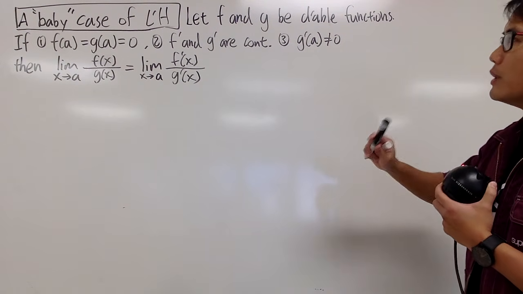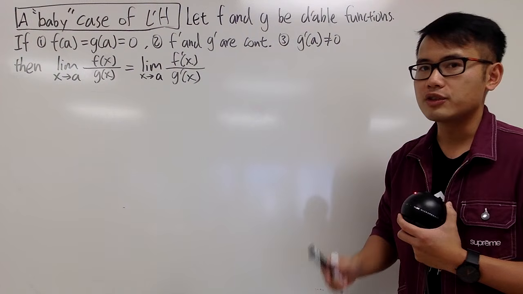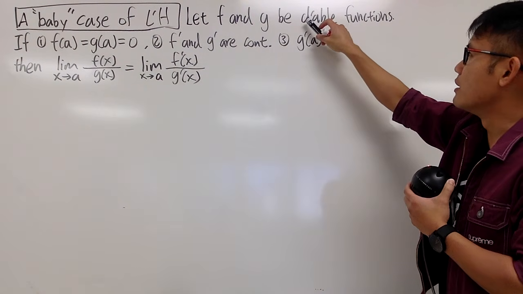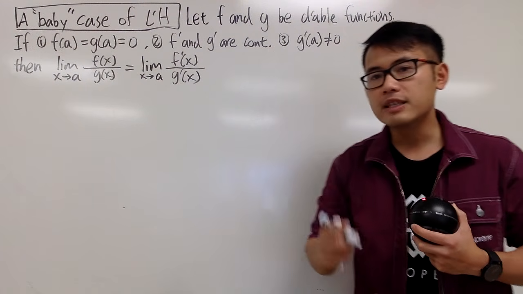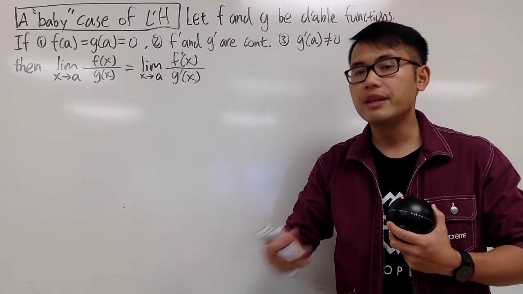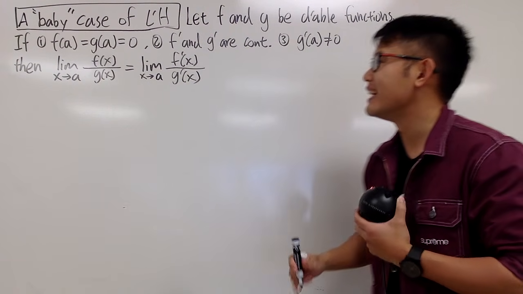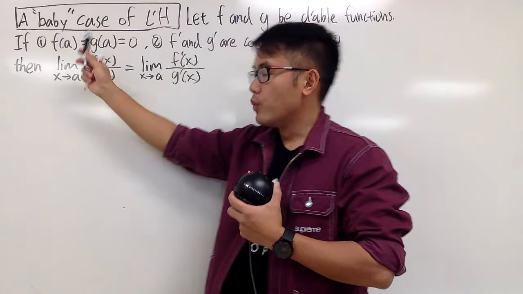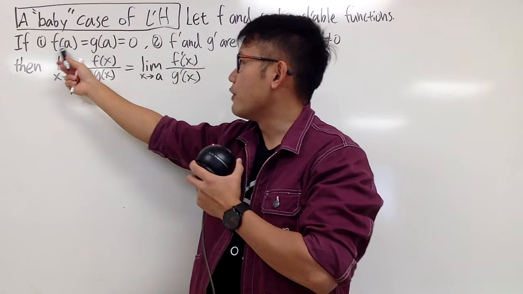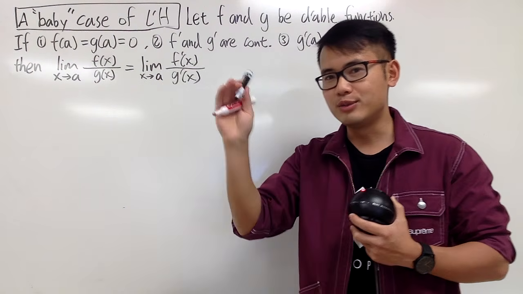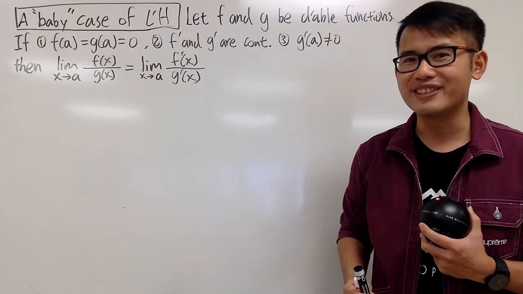I want to begin with two continuous and differentiable functions. I'll just call them f and g. And notice I only wrote down differentiable functions because when the function is differentiable, it automatically implies that it has to be continuous. Anyway, first, I want to assume that f of a is equal to g of a is equal to 0, and we are talking about the 0 over 0 indeterminate form situation.